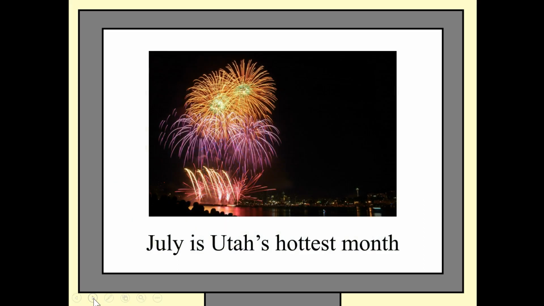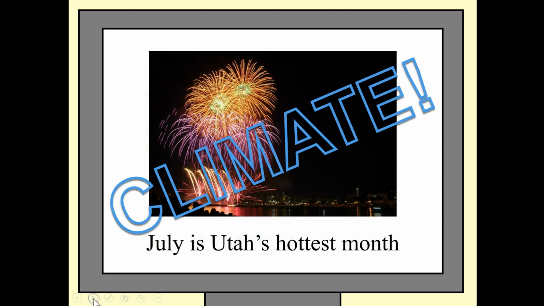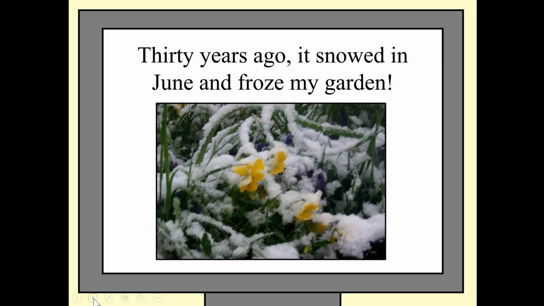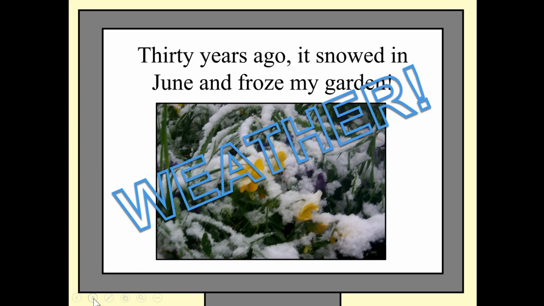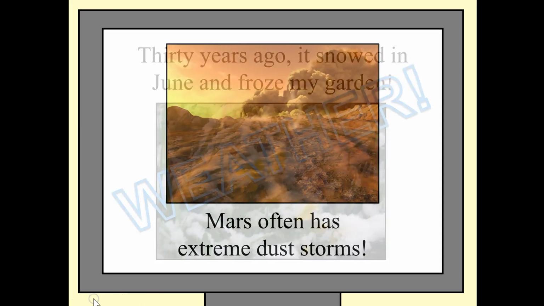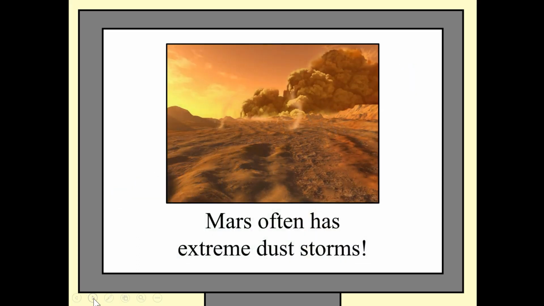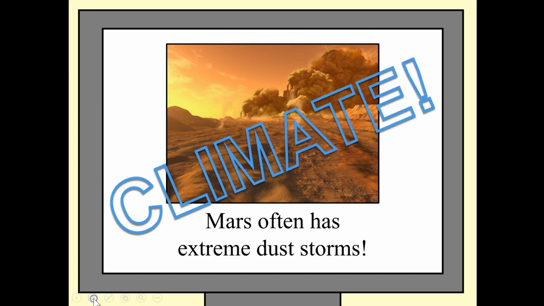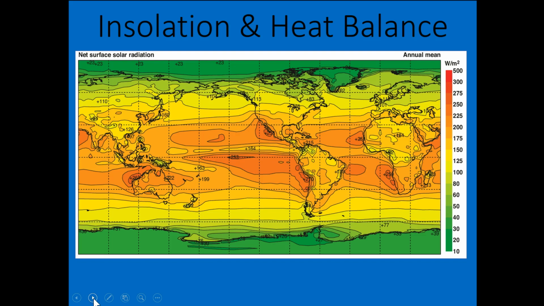July is Utah's hottest month. Climate. 30 years ago it snowed in June and froze my garden. Weather. Mars often has extreme dust storms. Climate. I hope you got those right.